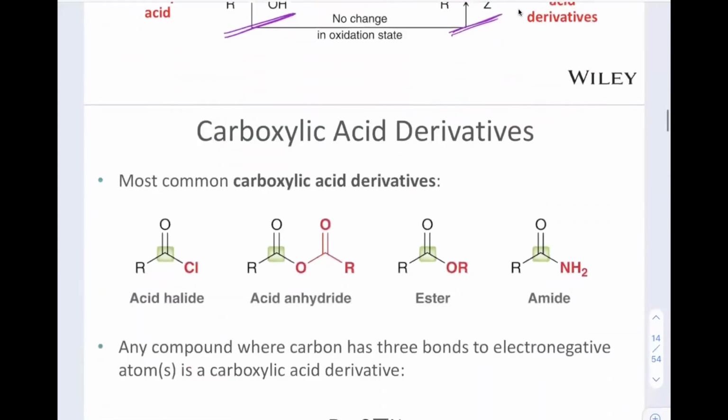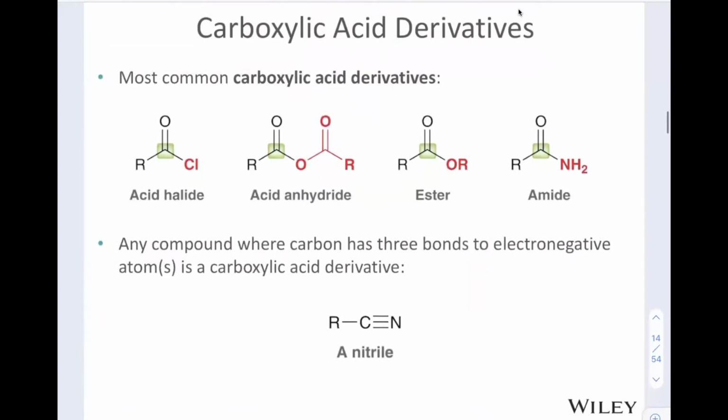So if we look at the different carboxylic acid derivatives, the most common of these are the acid halide, the acid anhydride, the ester, and the amide. Another example that is similar in reactivity to these four compounds is the nitrile. So what we have is a compound that has 3 bonds to electronegative atoms.